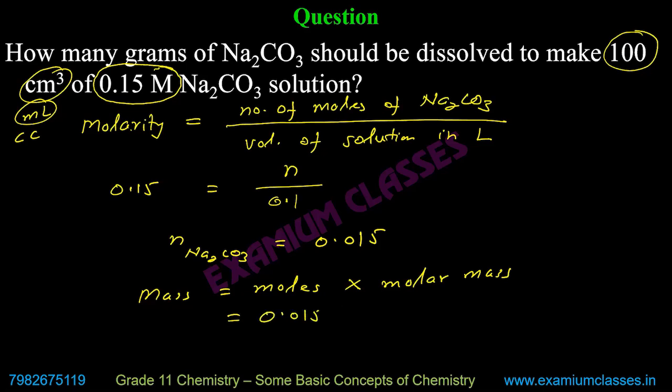Substitute the values. Na2CO3 will be 23 twos are 46, plus 12, plus 48, that is 58... 46 plus 12 is 58, plus 48 is 106. Then you multiply, you will get 1.59.